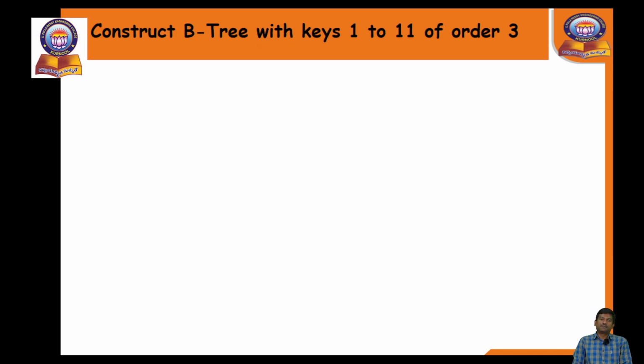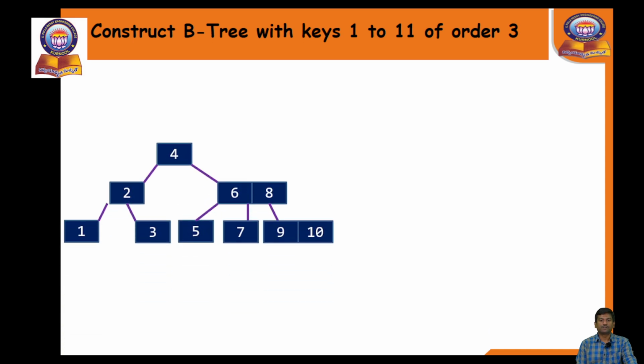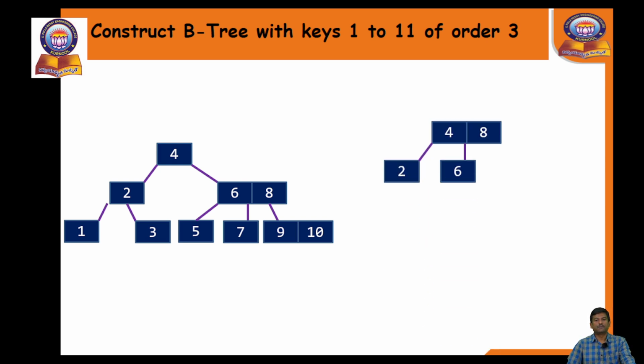And take another example, if you need to construct the keys from 1 to 11 with the order equal to 3. So far we have learned how to insert the keys 1, 2, 3, 4, 5, 6, 7, 8. And this is how the scenario looks whenever you are inserting the nodes from 1 to 10. And what is the next key that has to be inserted? The next key that has to be inserted is 11.